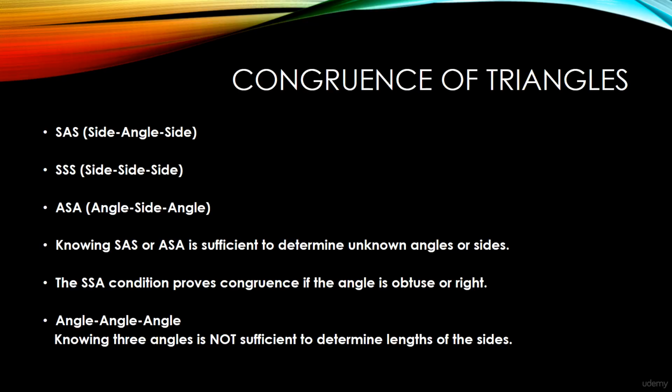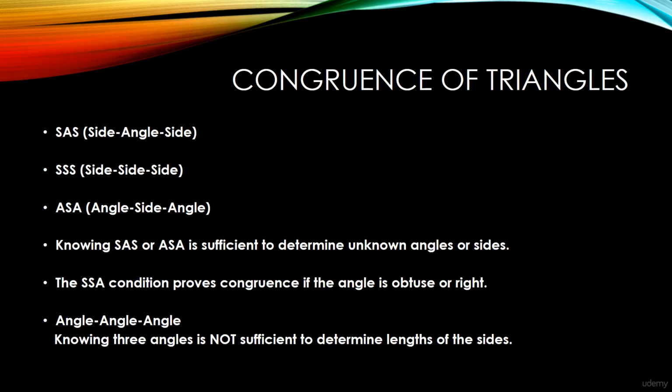SSS, side side side. If three pairs of sides of two triangles are equal in length, then the triangles are congruent. ASA, angle side angle. If two pairs of angles of two triangles are equal in measurement and the included sides are equal in length, then the triangles are congruent. So, knowing SAS or ASA is sufficient to determine unknown angles or sides.